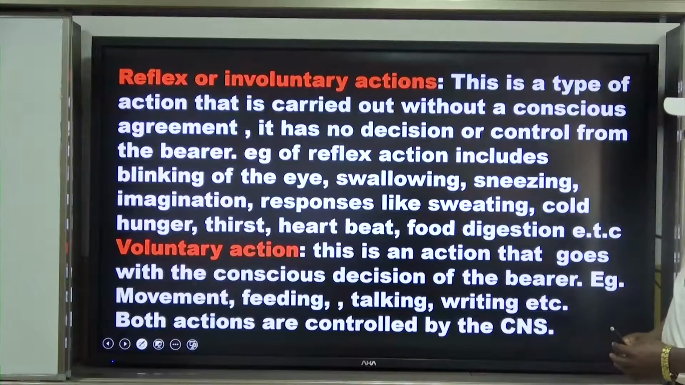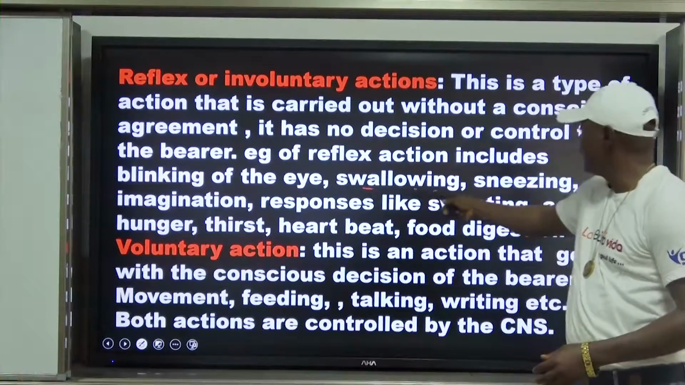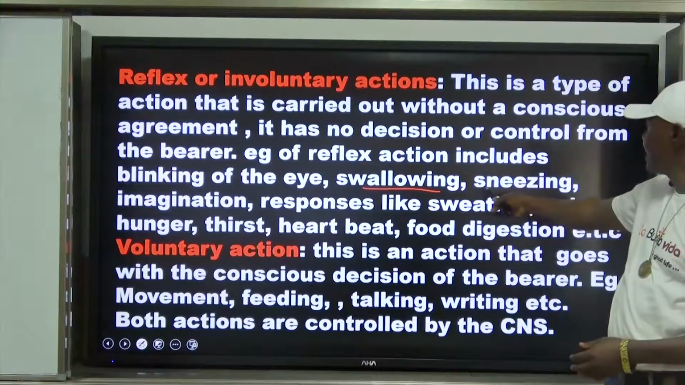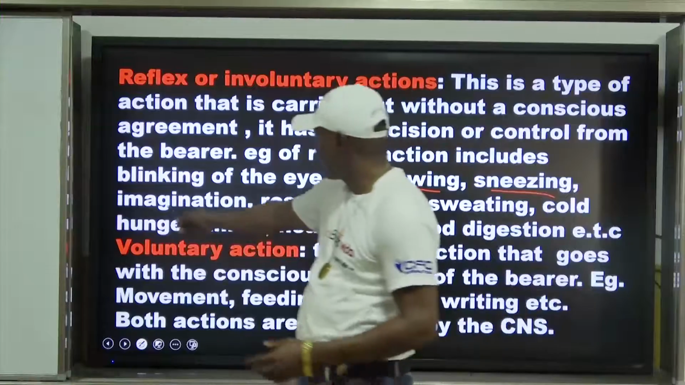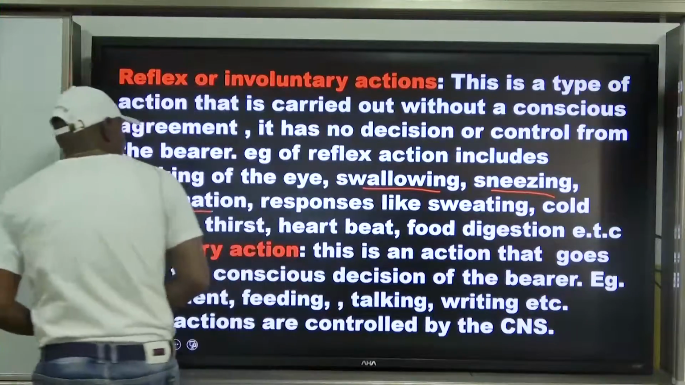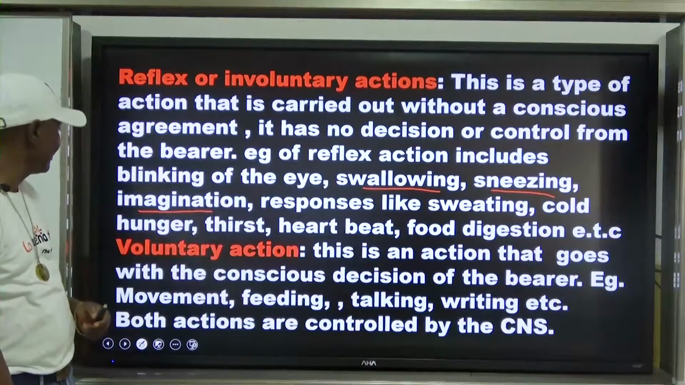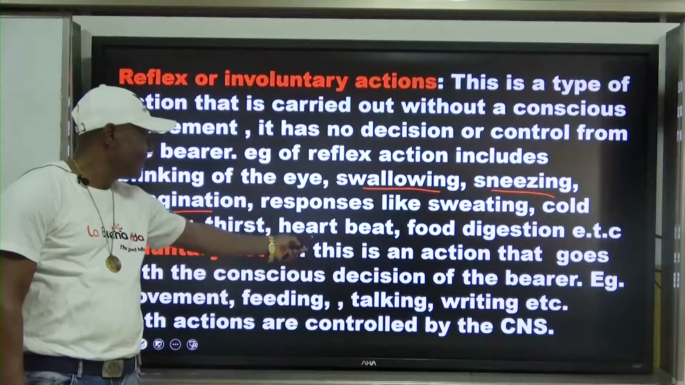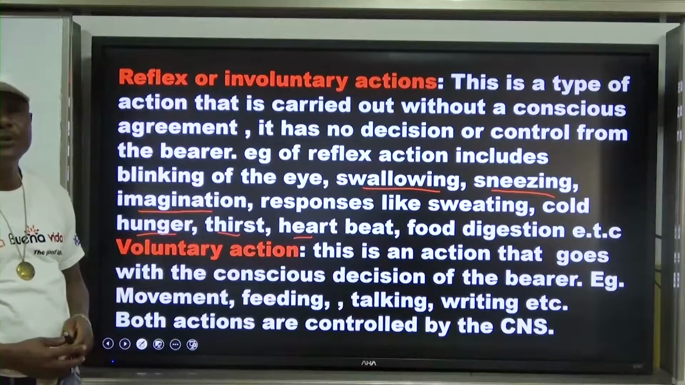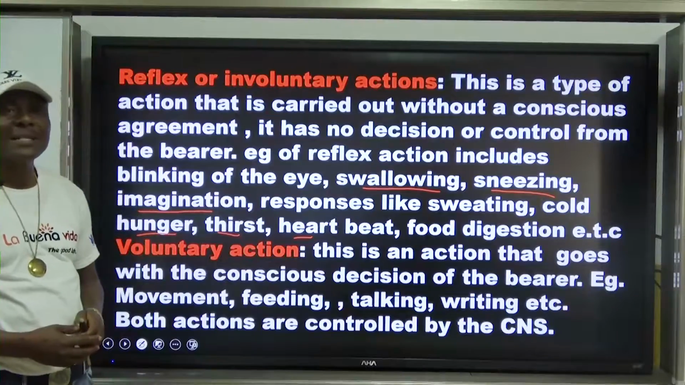Reflex or involuntary actions. Examples: swallowing, sneezing, imaginations, responses like sweating, cold, hunger, thirst, heartbeats, food digestion, etc. They are all examples of reflex action.